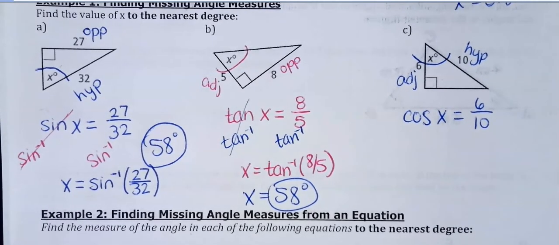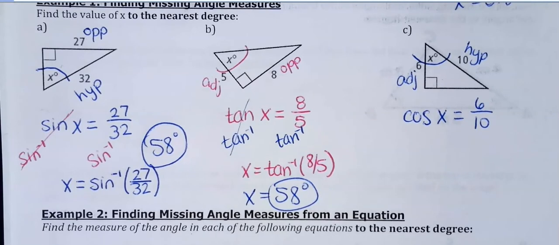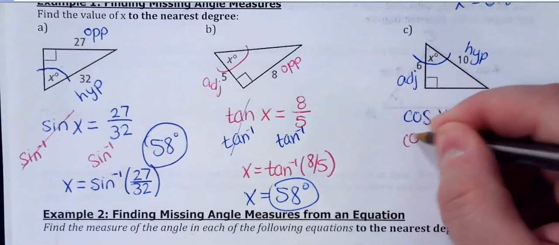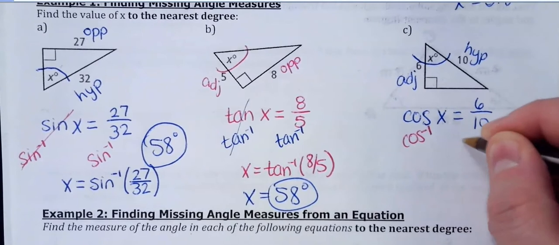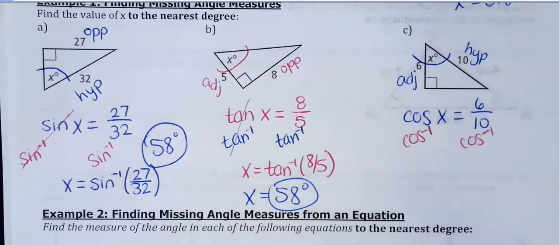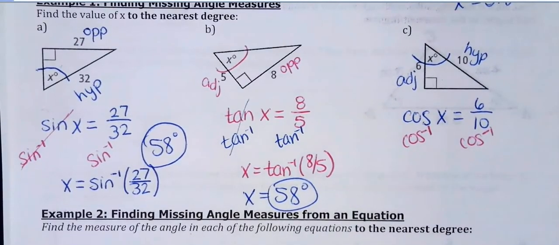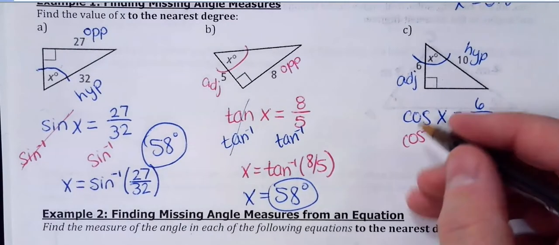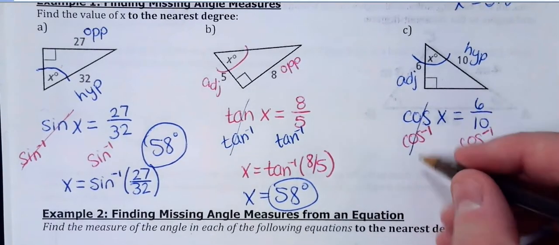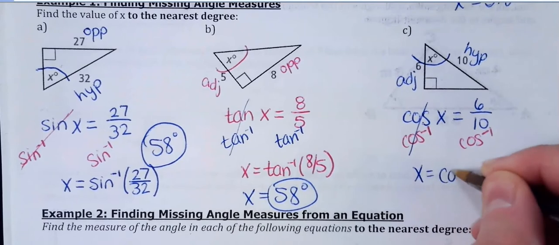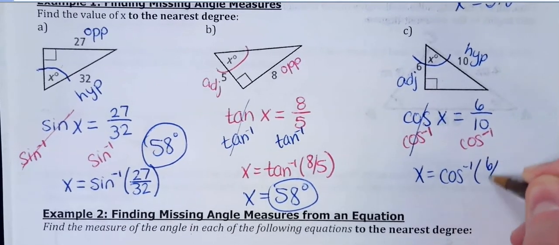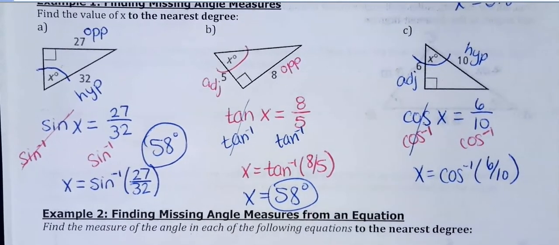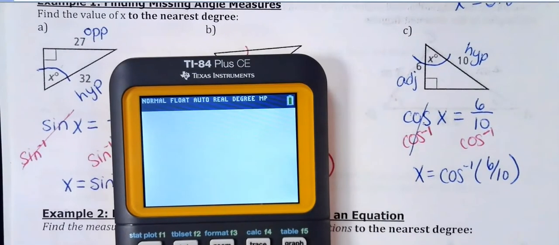Now, you can reduce that fraction, but you totally don't have to, because we're just going to use the calculator to help us do this. To cancel out a cosine, I have to use an inverse cosine. Anytime you're finding an angle measure, it's going to be an inverse. These cancel, so I just get x. And the inverse cosine of 6/10, grab your calculator there. We're going to do second cosine, 6/10.